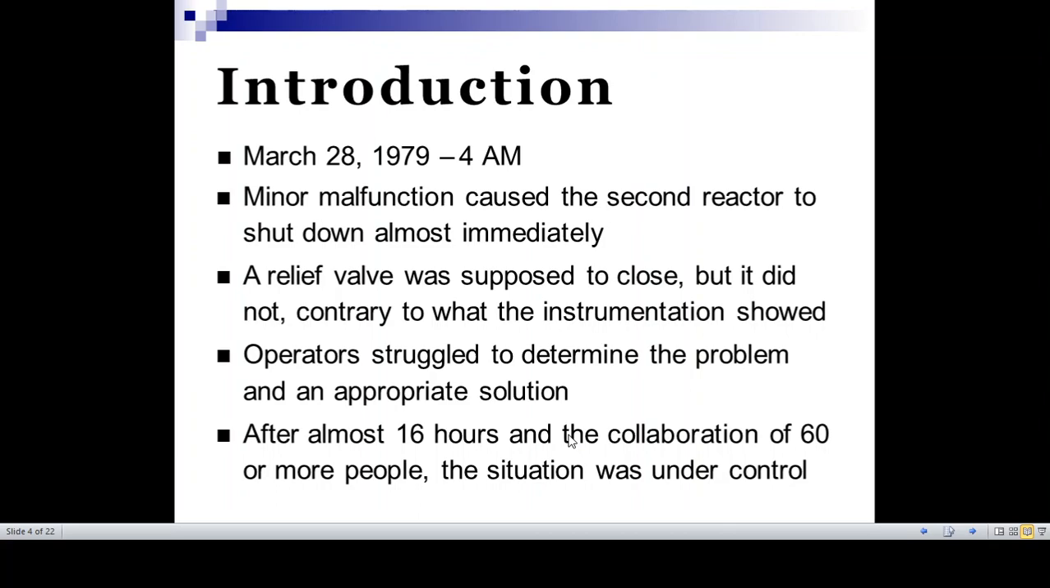But what happened was, rather than undergoing a normal reaction, on 28th of March 1979. So you have to keep this date also in mind very carefully. That is 28th of March 1979, around 4 o'clock in the morning.